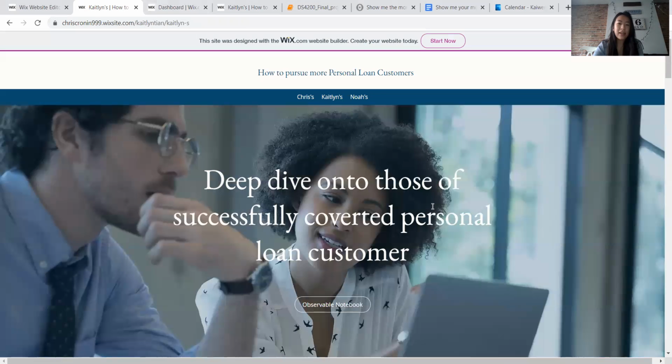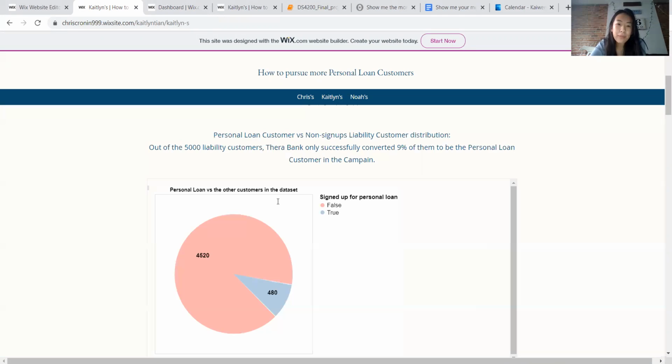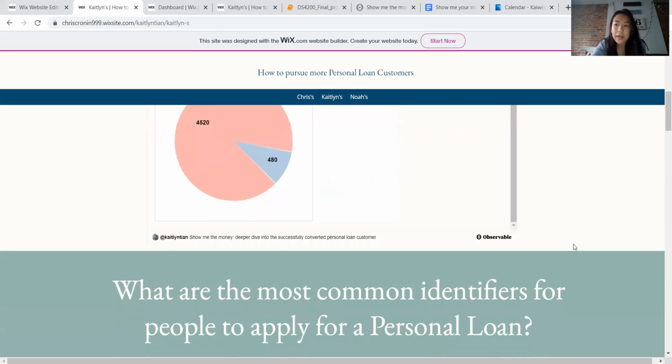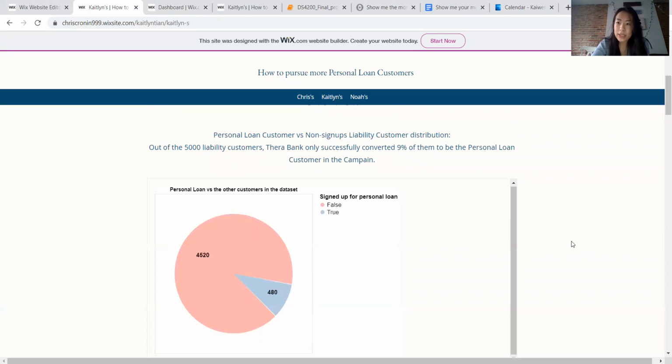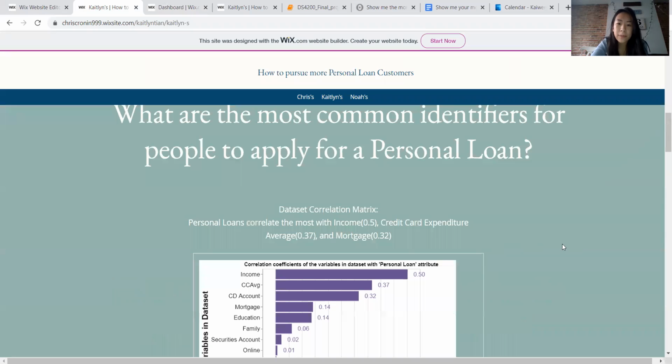All right. So this is my IURL webpage, and I'm going to link it in the link below. This is a deep dive into successfully converted personal loan customers. My overview: this is how this data set looks. 9% of them actually converted to personal loan customers, and the rest are the others. My focus is to identify any characteristics of those who actually converted to personal loan customers.